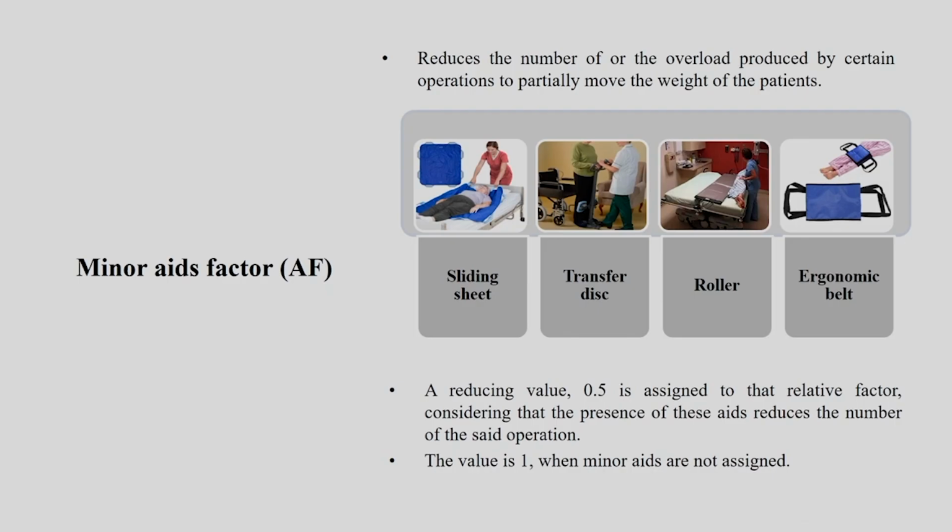So, a reducing value of 0.5 is assigned to the relative factor, considering that the presence of these aids will reduce the number you got from the lifting factor of the said operation. So, the value is 1 when minor aids are not assigned. If you have aid, then 0.5; if you do not have aid, then it is 1.